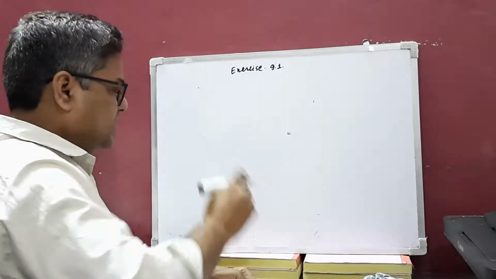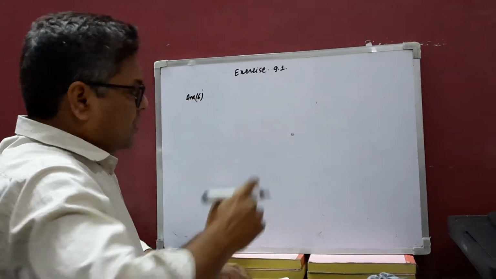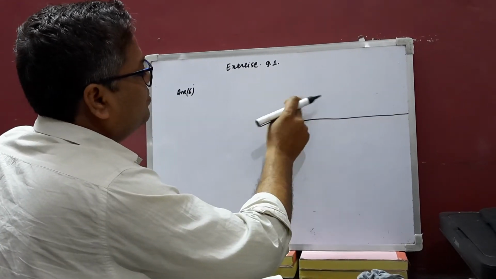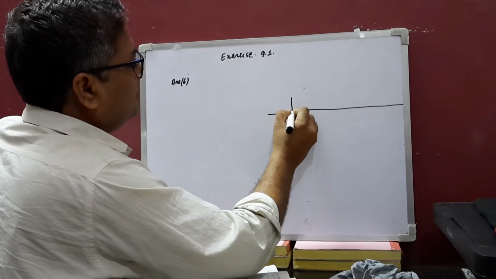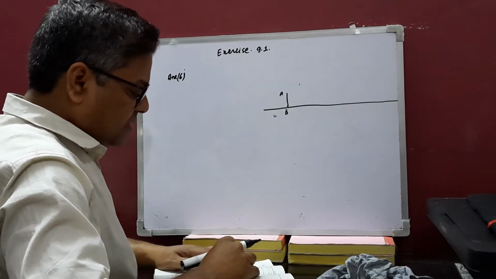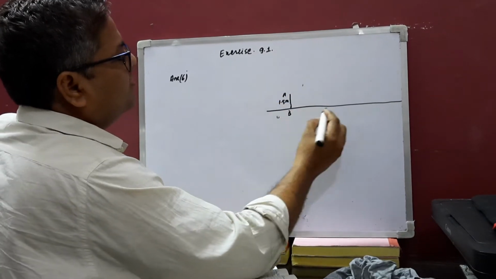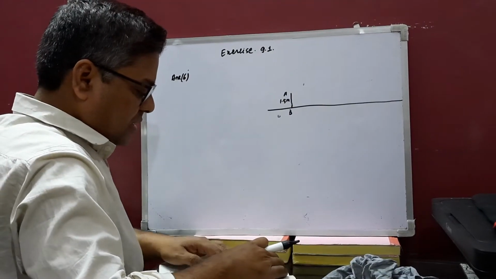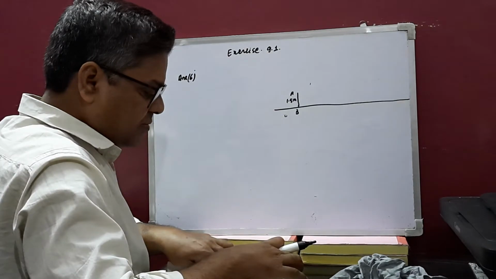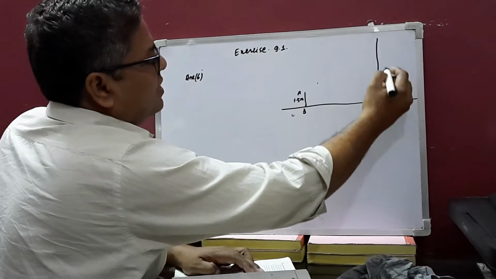Now question number 6. This is the ground level and this is the height of a 1.5 meter tall boy. This is the length of a boy, this tall boy is standing at some distance from a 30 meter tall building. This is the 30 meter tall building.